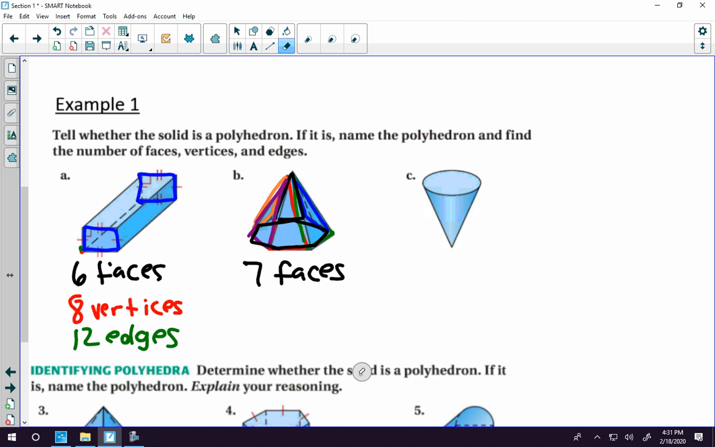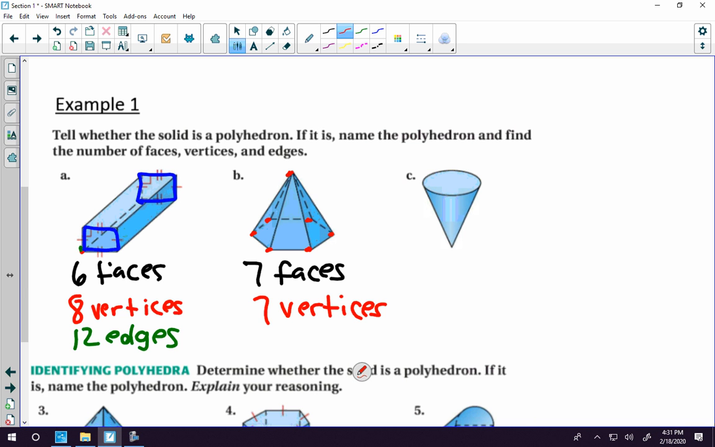Now let's count vertices. How many vertices does this hexagonal pyramid have? 1, 2, 3, 4, 5, 6, 7. So it has 7 vertices. Now let's count all the edges. We'll do that in green. 1, 2, 3, 4, 5, 6, 7, that's the one back there. Then the sides: 8, 9, 10, 11, 12. So there are 12 edges for this hexagonal pyramid.